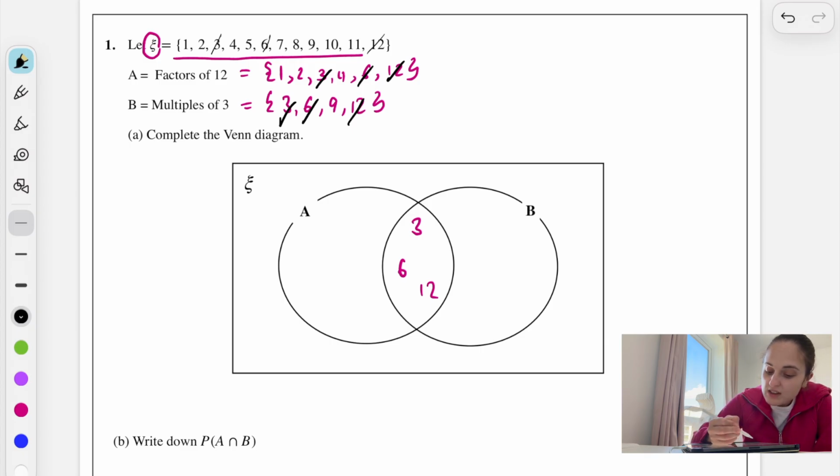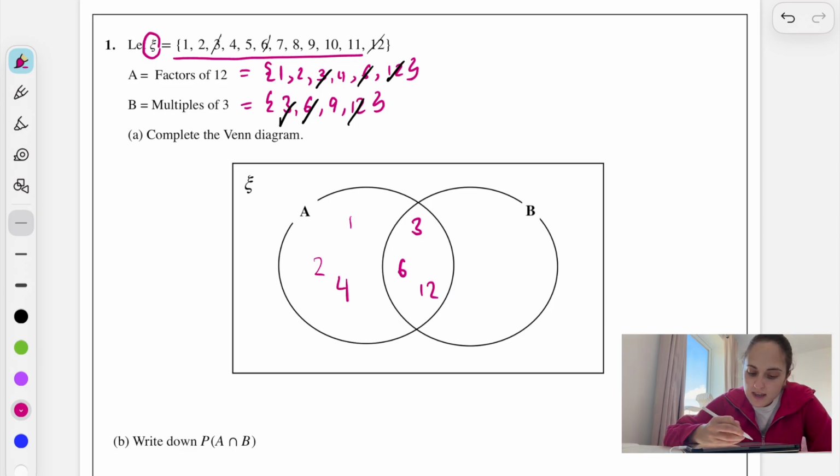Now I'm going to include the elements that are in just A. In just A, we have 1, 2 and 4, so I'm going to write down 1, 2 and 4 over here. The element that is in just B is this 9. So I can cross off the 1, 2, 4 and 9, and I'm also going to do that from the universal set. So 1, 2, 4 and 9 are gone.